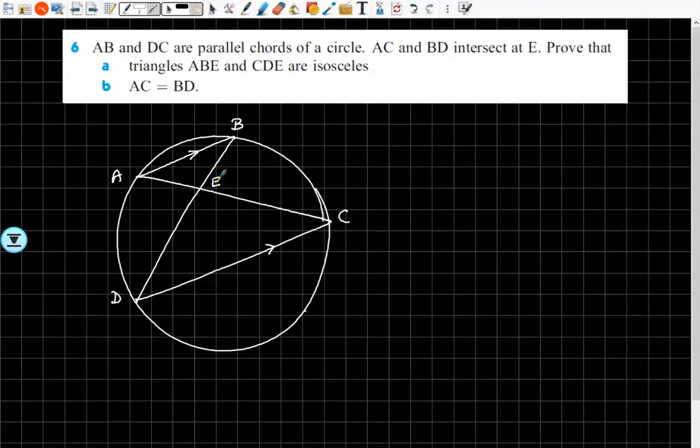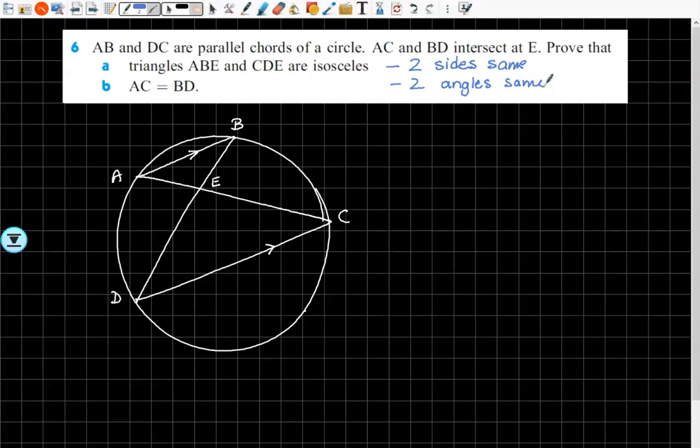Prove that triangles ABE and CDE are isosceles. So this is when we take a pause and we go, we've got two ways, I reckon, to prove that triangles are isosceles. What are the two ways? We've got two options to prove that triangles are isosceles. What's one way? Two sides are the same. So two sides the same. What's the other thing? Two angles the same.